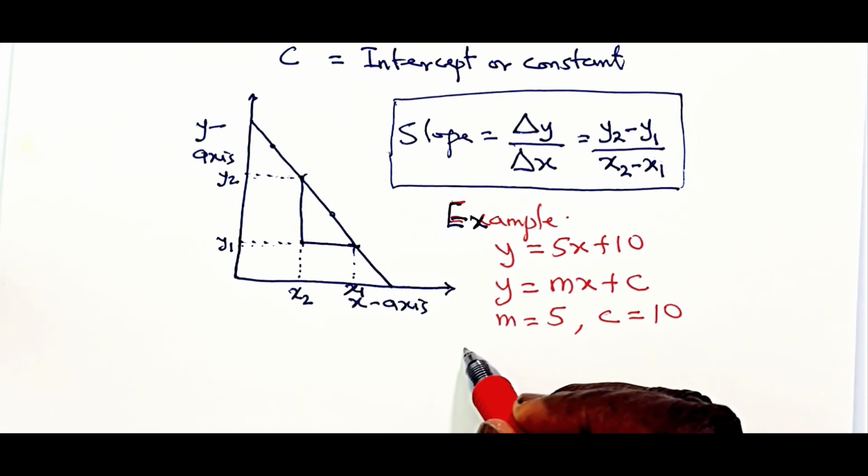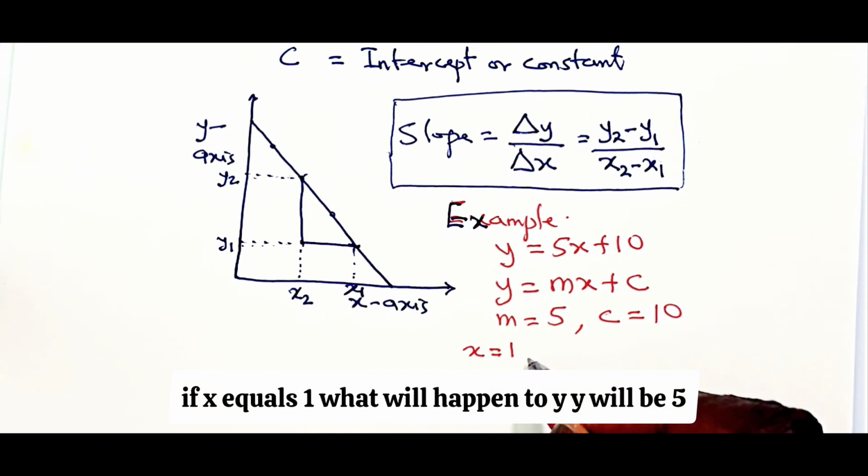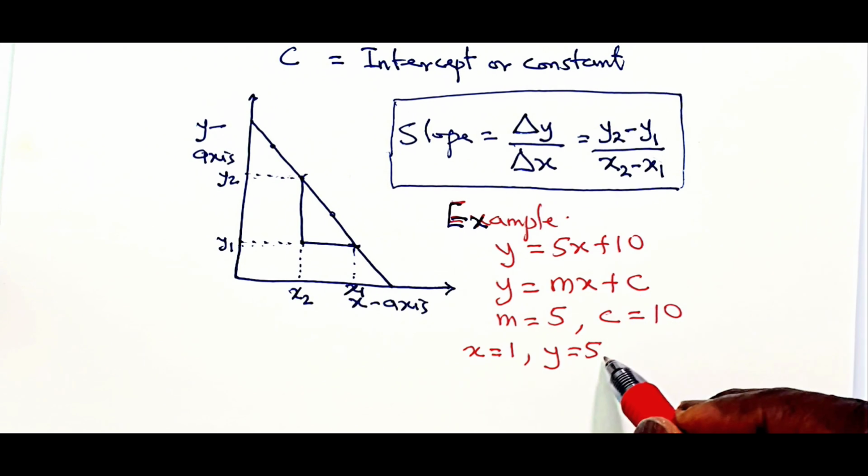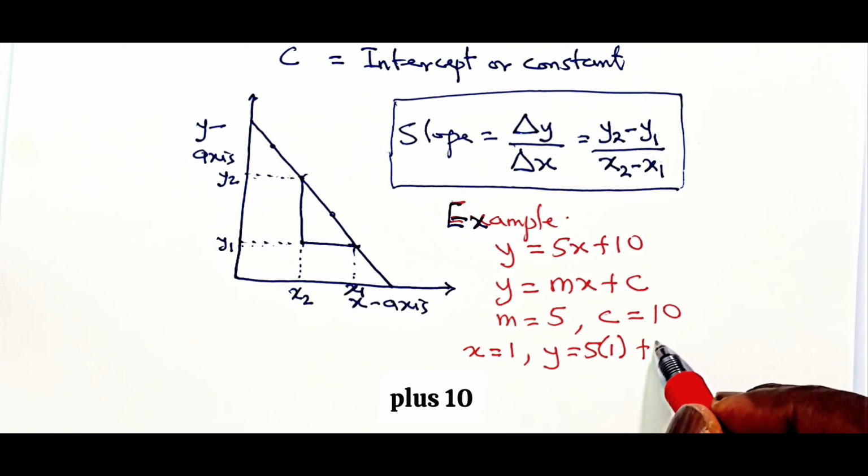For example, if x equals 1, what will happen to y? Y will be 5 times 1 plus 10. Whenever we see x, we put in 1.